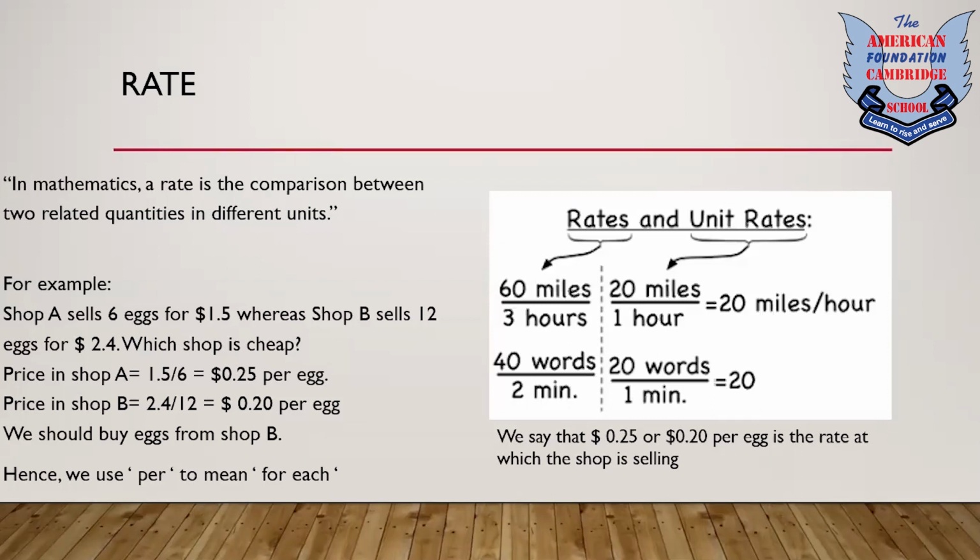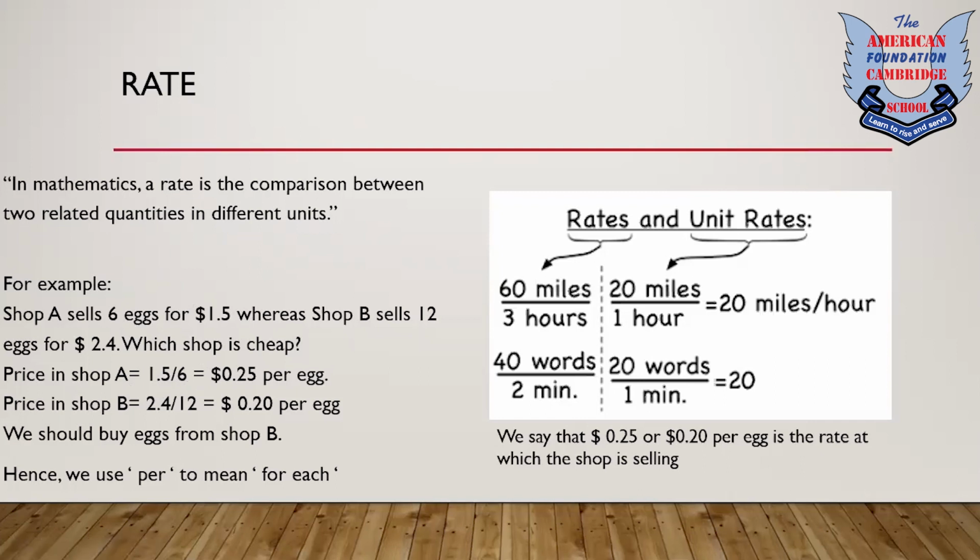How do we calculate rate? Let's see the example. Shop A sells 6 eggs for $1.5, whereas shop B sells 12 eggs for $2.4. Which shop is cheaper? Whenever we're calculating rate, we have to specify the amount for each quantity. For example, in this case, there are 6 eggs for $1.5. What will one egg cost? So what will we do? We'll divide 1.5 by 6.